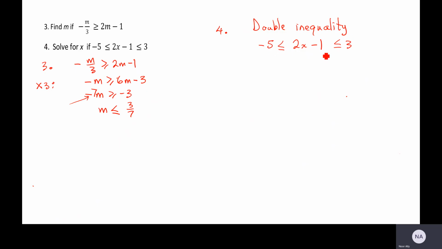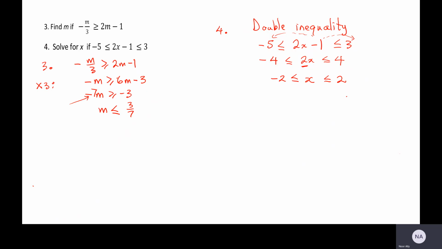What do I mean? We know that we have to transpose the minus 1. So transpose the 1 in both sides of the inequality. So we'll leave the 2x, and minus 1 becomes a plus 1. So that will become plus 4 on the right hand side. That will become minus 4 on the left hand side. And then we're going to divide by 2. We divide both the left hand side and the right-hand side by 2. And there's your answer, x greater than or equal to -2, less than or equal to 2.